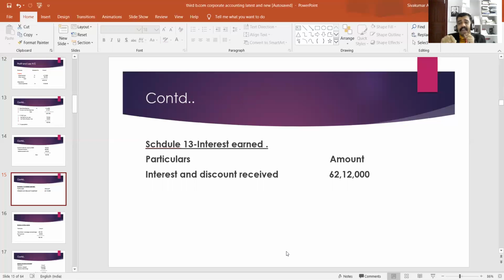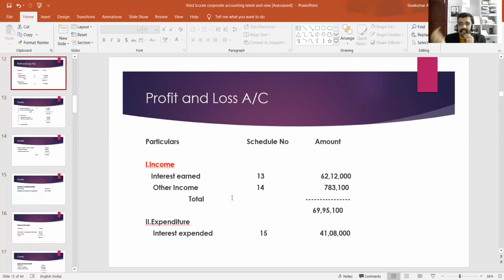But in this question, with imaginary figures, I have already told you that I have drawn a profit and loss account with imaginary figures. In this question, the relevant income which may come under the heading interest earned is interest and discount received. Then please show interest and discount received, total the amount and show the amount as interest earned in the profit and loss account. Then you have to show other income.